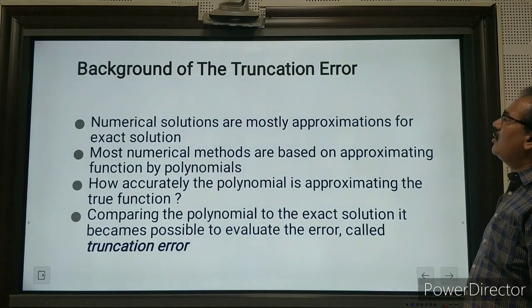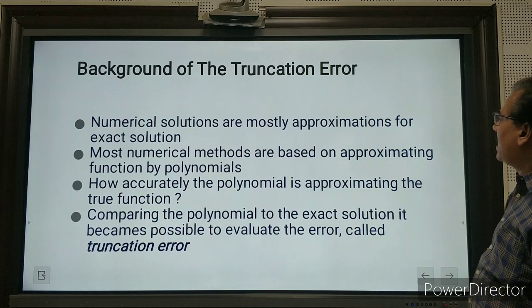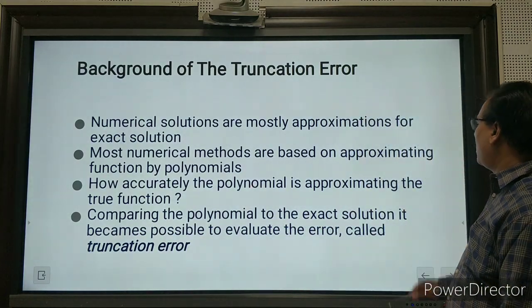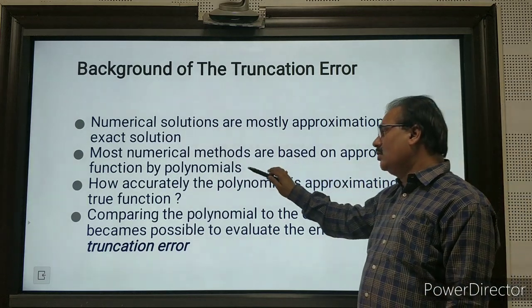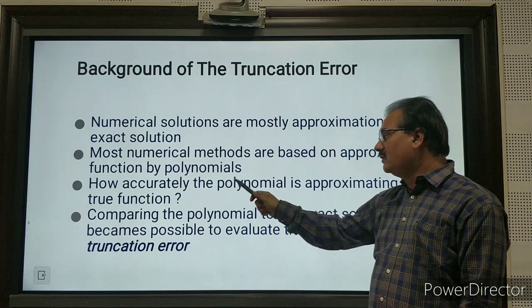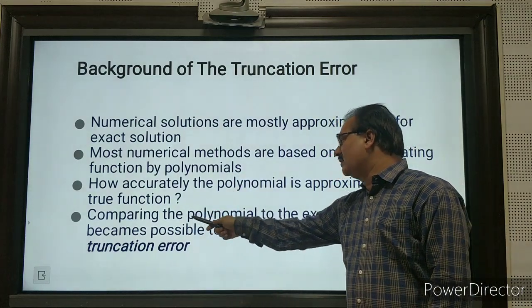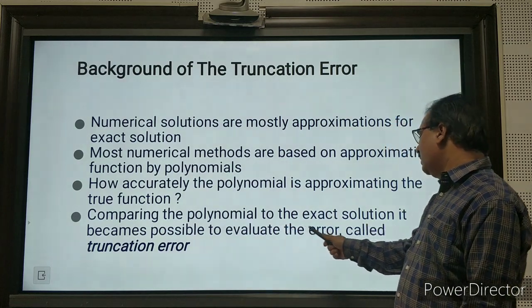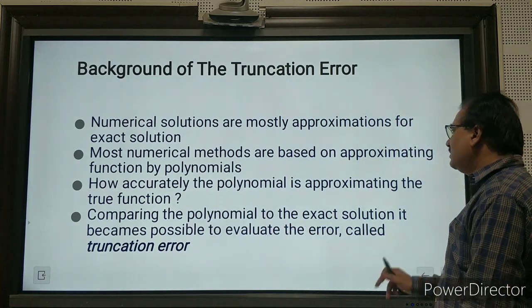Okay, so now the background of the truncation error. Numerical solutions are mostly approximations of the exact solution. Most numerical methods are based on approximating a function by a polynomial. How accurately the polynomial approximates the true function may be checked, and by comparing the polynomial to the exact solution, it becomes possible to evaluate the error called truncation error.